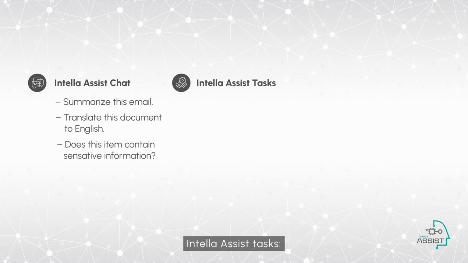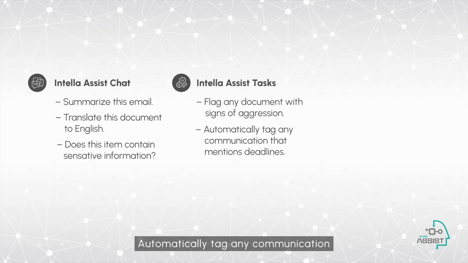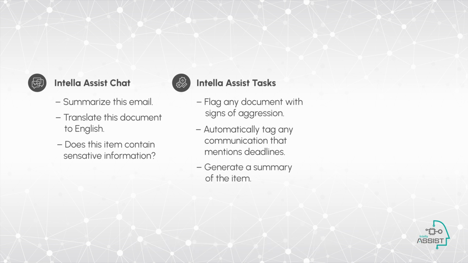Intella Assist Tasks run AI-driven actions across a set of items. Each item is analyzed individually but processed in bulk. For example, flag any document with signs of aggression. Automatically tag any communication that mentions deadlines. Generate a summary of the item.